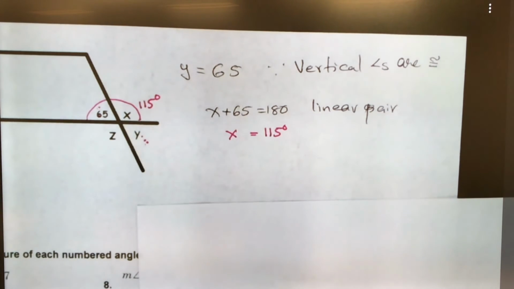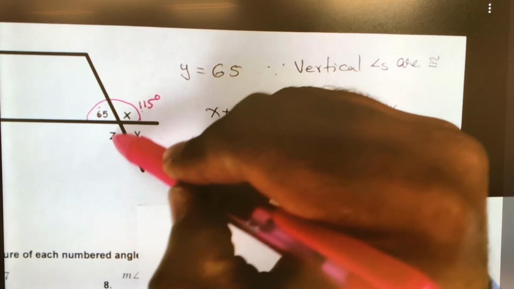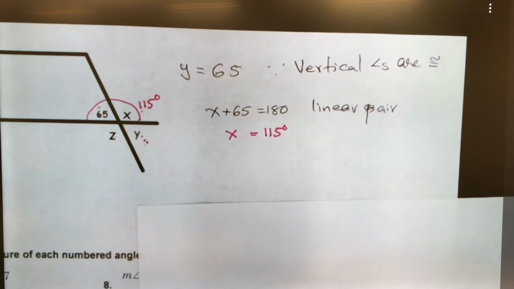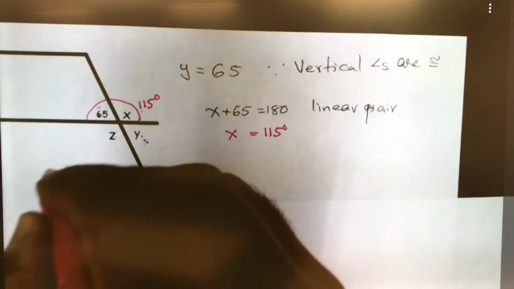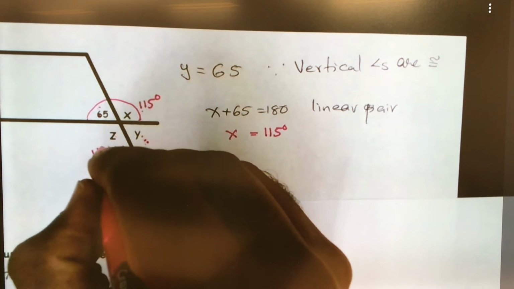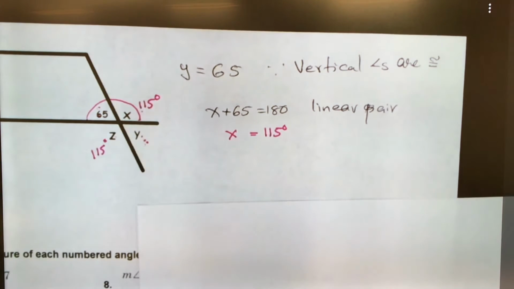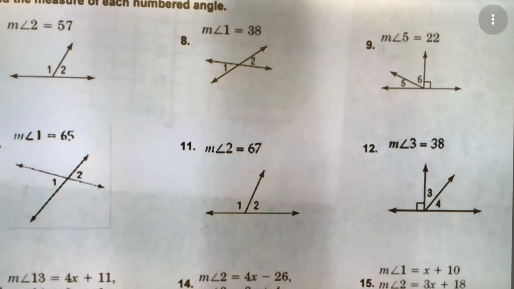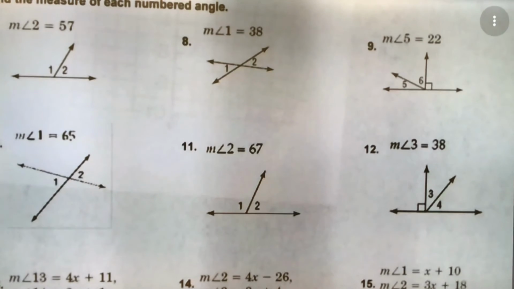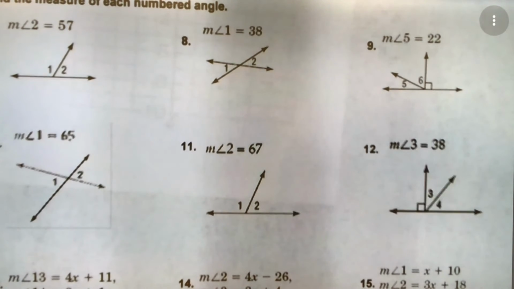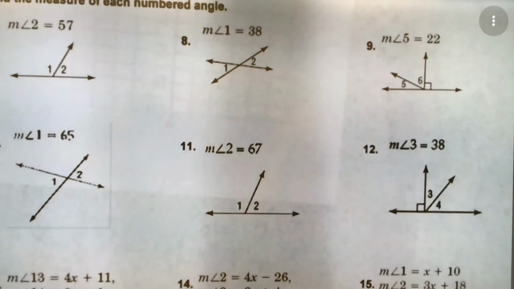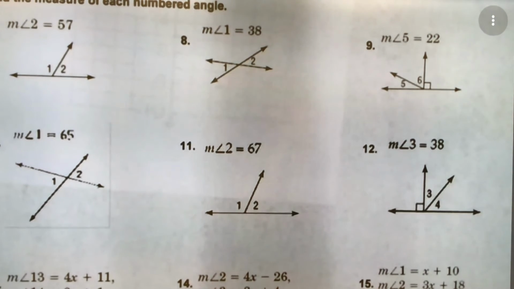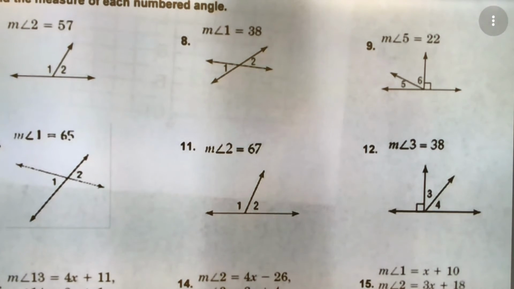So now I need to figure out how much is z. So here z and x are vertical angles. So we can say that vertical angles are congruent. So z is also equal to 115 degrees. Now I have all the answers of all those questions. Now here is the next set of questions. I hope you understand, you are able to do all this problem. So take a moment and pause the video and do it and come back, and then we will discuss this question.